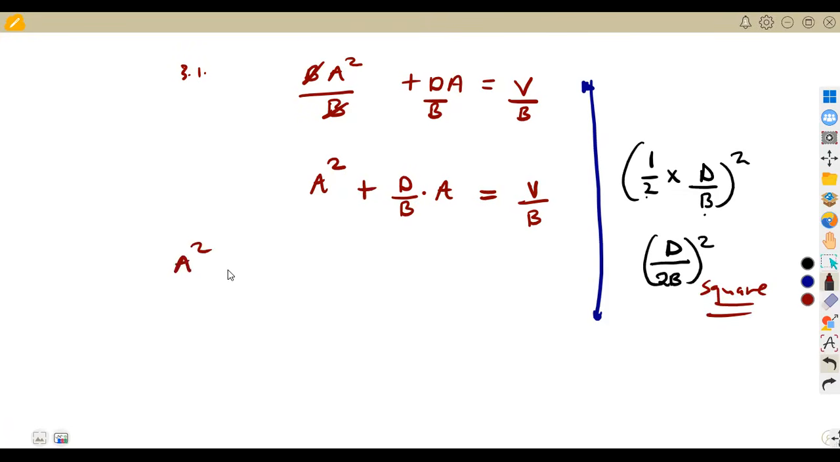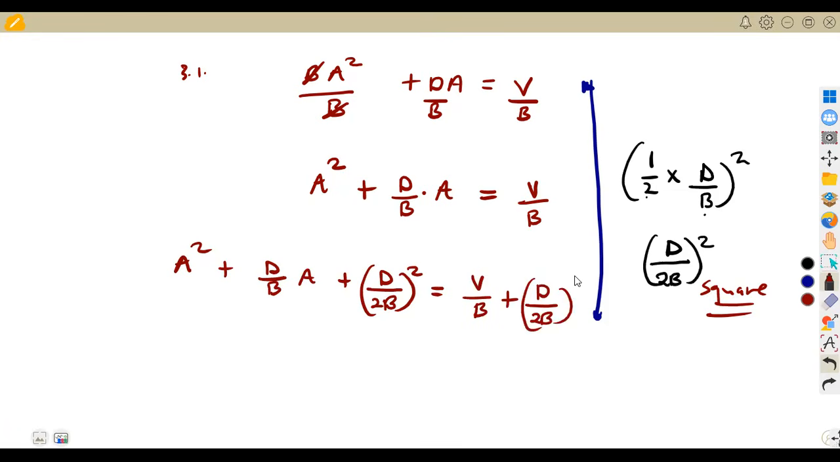So we're going to have a squared plus d over b a plus this square, which is d over 2b to the exponent of 2, which is equal to, on the other hand, we do the same thing, v over b, we add our square, which is going to be d over 2b to the exponent of 2.